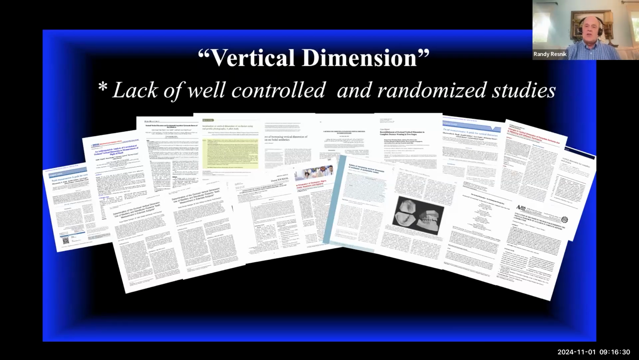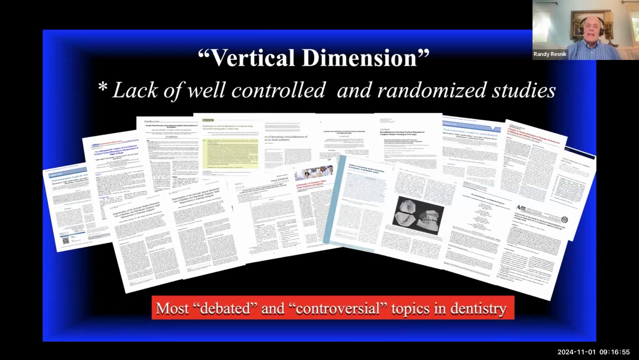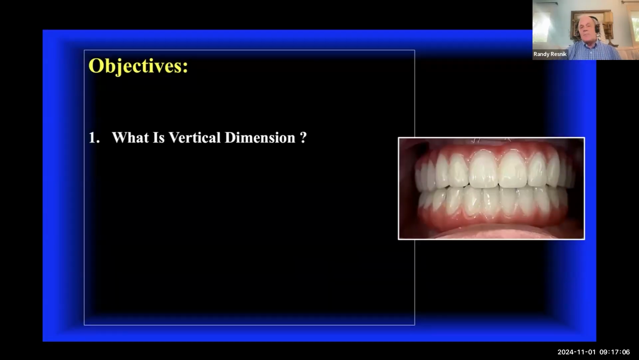So first of all, if we look at the literature, there's an abundance of literature on vertical dimension. The problem is there's very few well-controlled and randomized studies. As you know, anything that we teach, I always try to go over systematic reviews and meta-analyses. In most occlusion and vertical dimension studies, they just don't exist. Therefore, this is one of the most debated and very controversial topics in dentistry that basically very few people agree on.